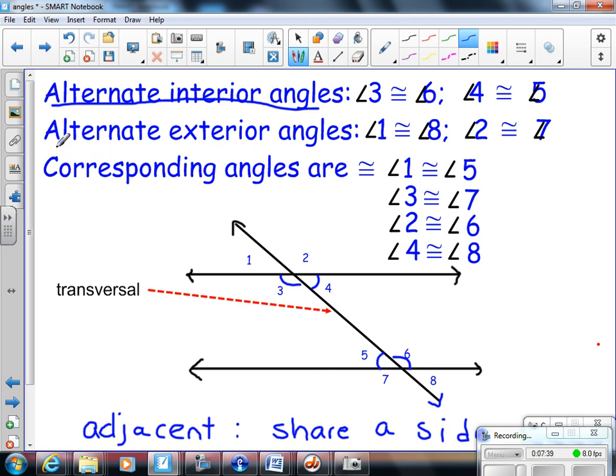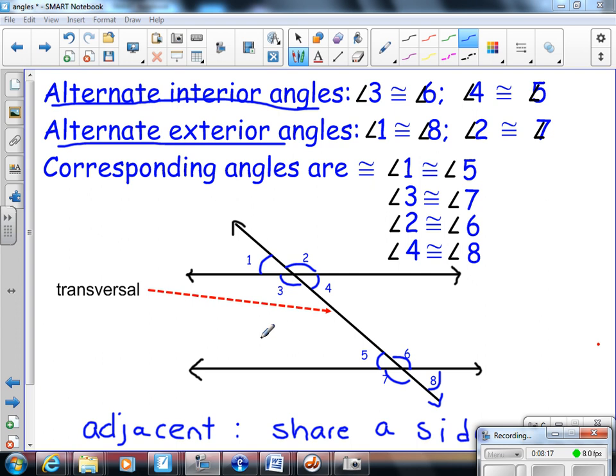Okay, then the next term is alternate exterior angles, which lie on the outside of the parallel lines. So which one's going to be the alternate exterior angle to angle 1, do you think? Yes, good. It's going to be 8. See how they're both acute? They're going to be the same measure. And which one matches or corresponds and is congruent with angle 2? You got it, angle 7. And we already talked about the corresponding angles, 1 and 5, 3 and 7, 2 and 6, 4 and 8. And you can write those down.